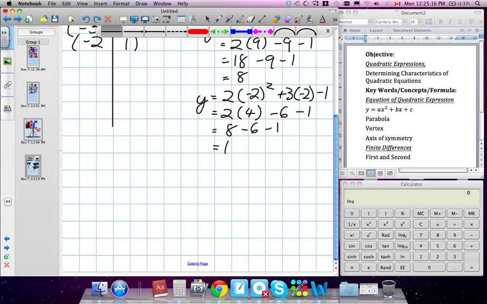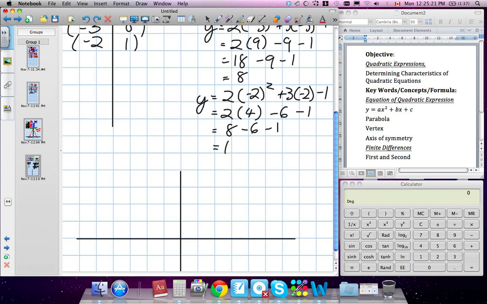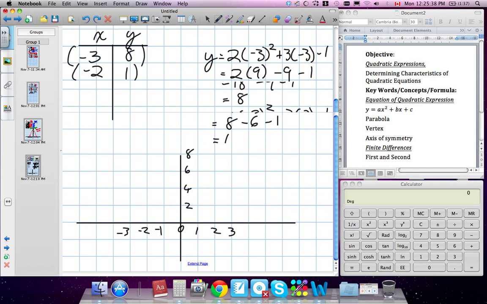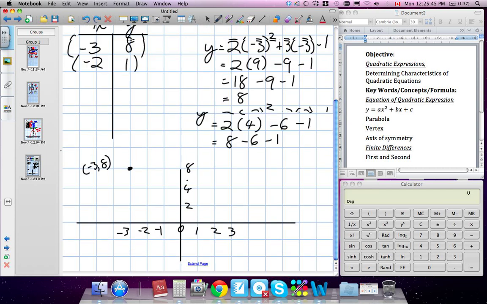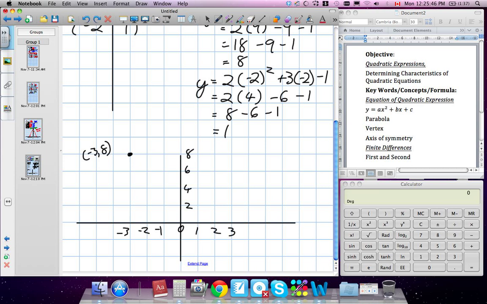So, if I was to start plotting this on a graph, here's our graph. -3, -2, -1, 0, 1, 2, 3. Let's say we go up to 8: 2, 4, 6, 8. At -3, we discovered we were at 8. So here's our first coordinate, -3 and 8. Our second coordinate we found was -2 and 1. We continue this pattern to find out the rest.